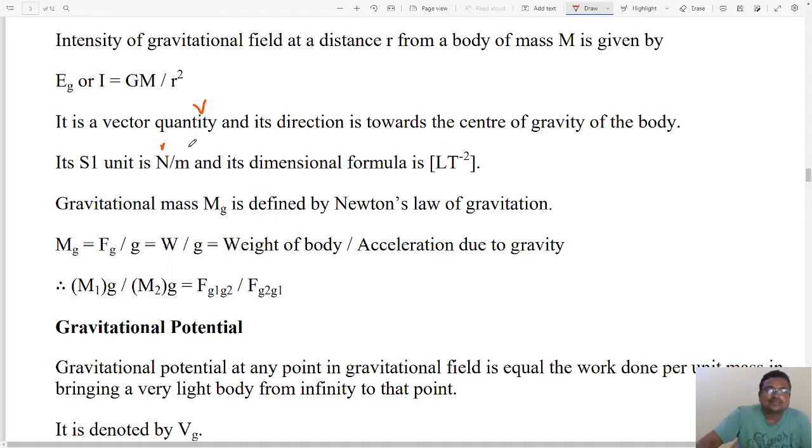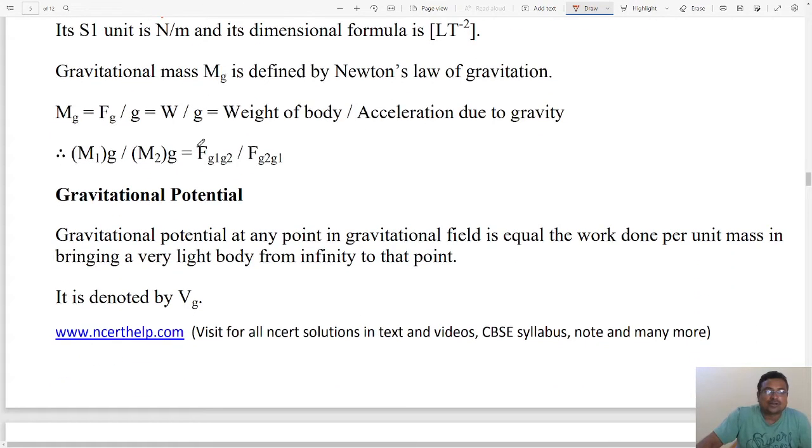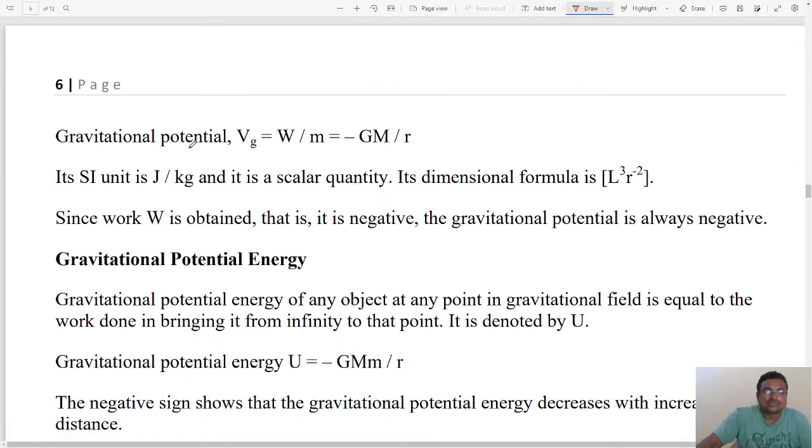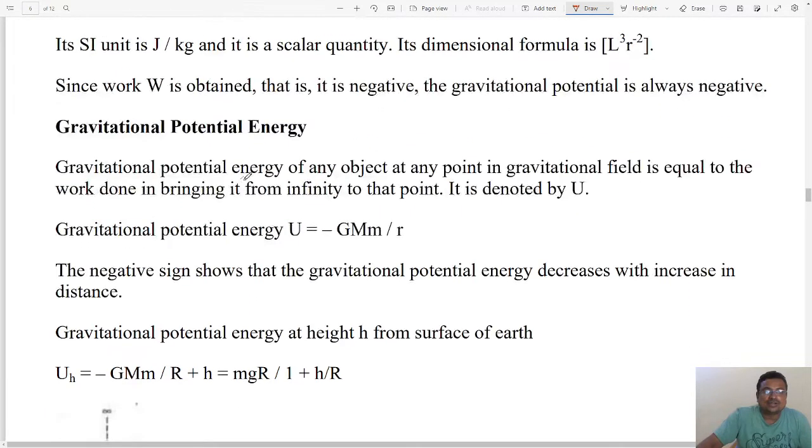So next, meter is the length. Next is about gravitational potential. That is what we are learning now.